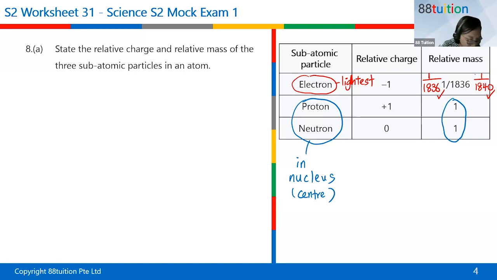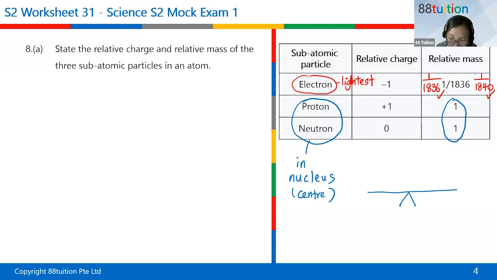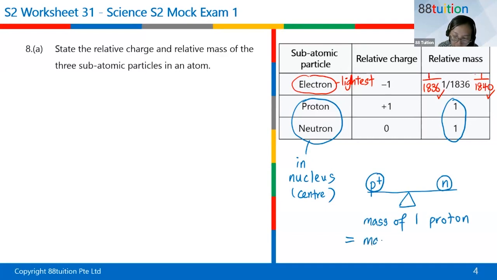Now for proton and neutron, those found in the center nucleus, if I were to put them on a seesaw, I'm sure you have played seesaw before. Proton is a positive charge. If I put 1 proton on one end of the seesaw, the neutron will be at the other end. It will be equal mass. It will balance. The mass of 1 proton is exactly equal to the mass of 1 neutron. That is why they have the same number. Think of it as 1 gram and 1 gram.